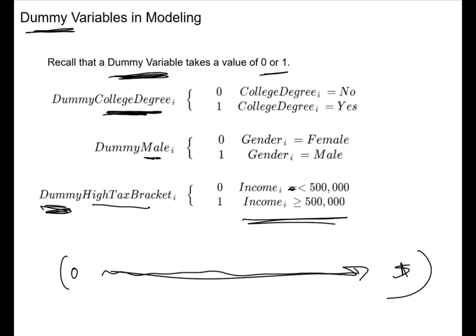It's a continuous variable, but what we're doing with this dummy high tax bracket is we're saying right at that clip of 500,000, we're dividing it, and all of these individuals are going to be zeros, and all of these individuals are going to take on a 1. Again, it's most natural to think about dummy variables for a categorical variable, but we can also take any continuous variable and create a dummy variable based on forming categories of that continuous variable.